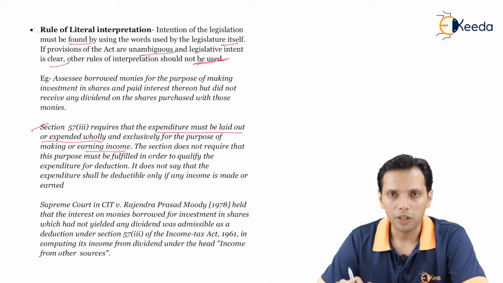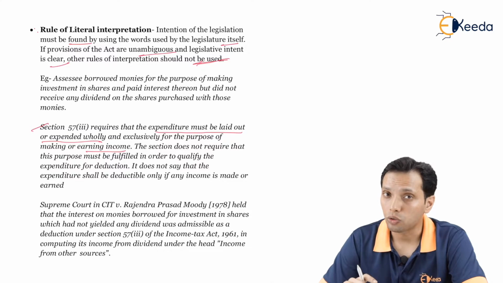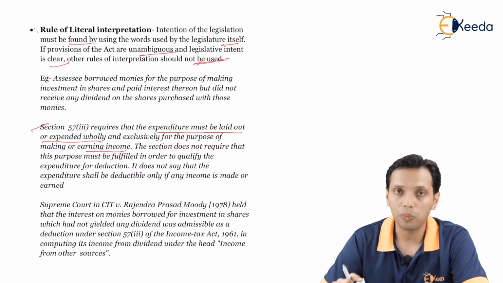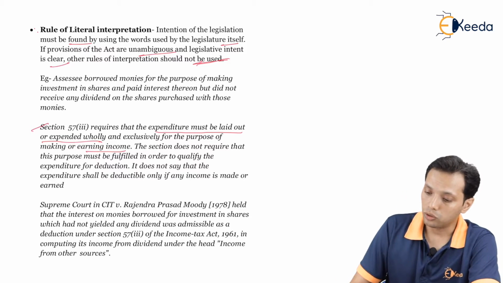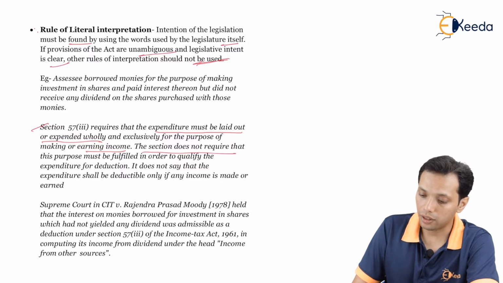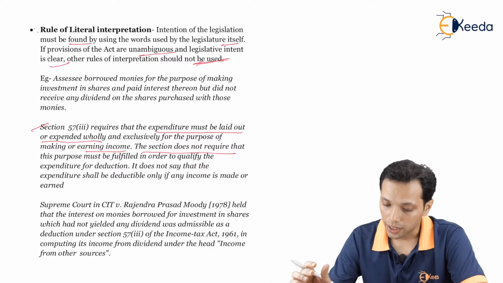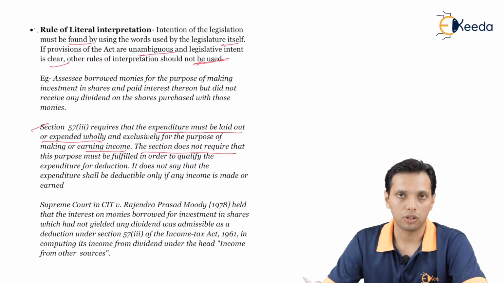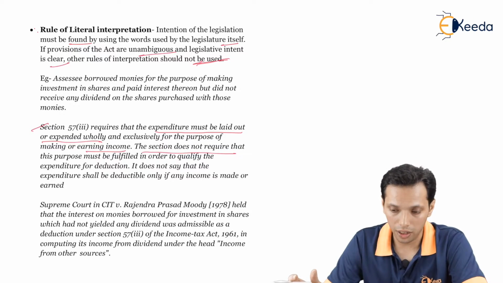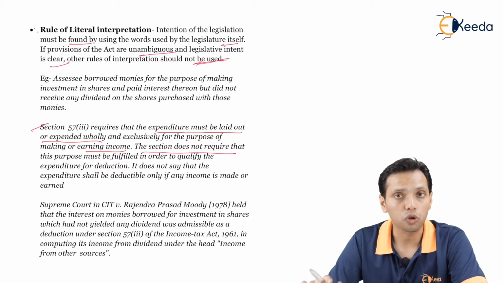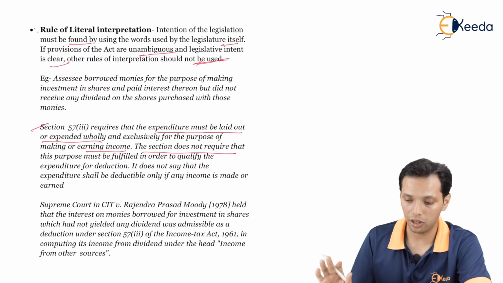If you read the first three lines, there is no negative sentence saying that, for the purpose of earning income, expenditure should be incurred. The section does not require that this purpose must be fulfilled in order to qualify the expenditure for deduction. The purpose is to earn income, and there is no mention in the section that income should be earned in order to claim the deduction.